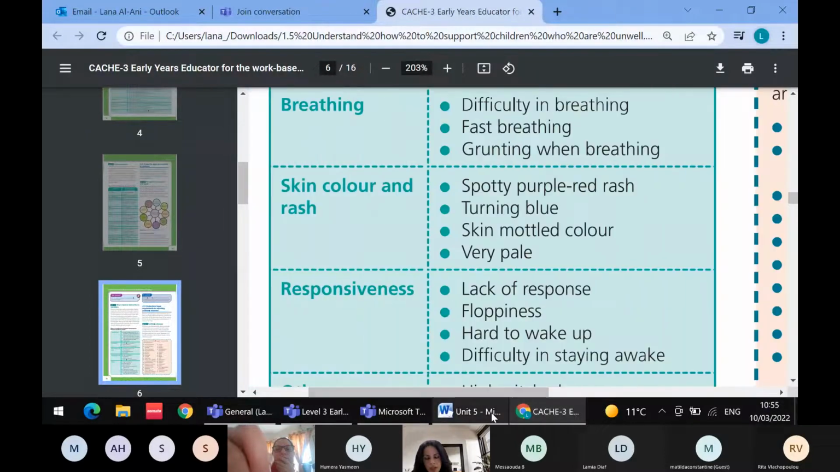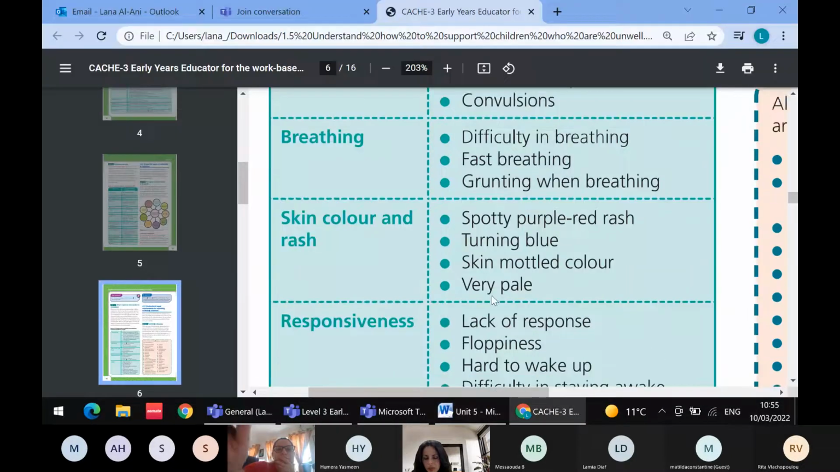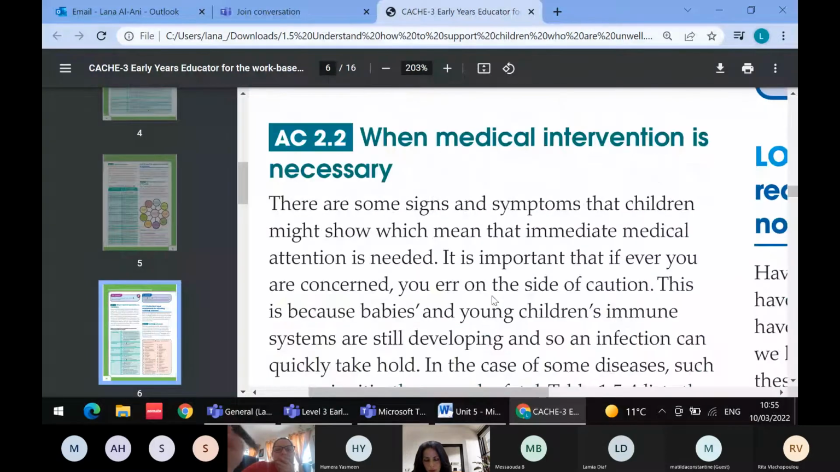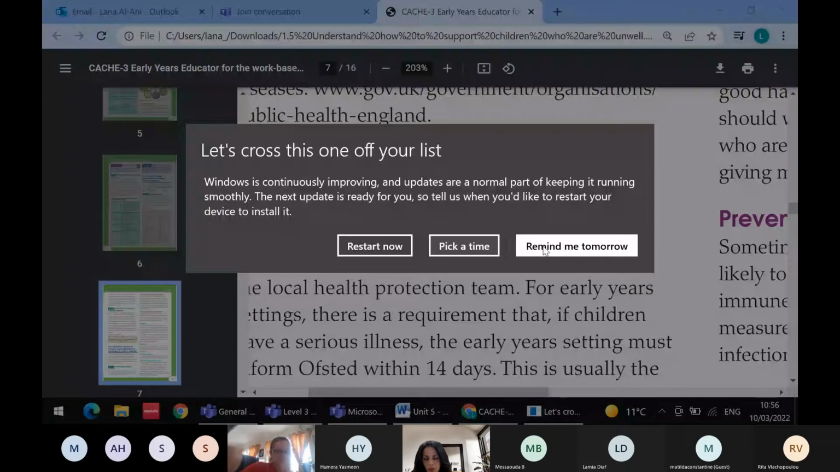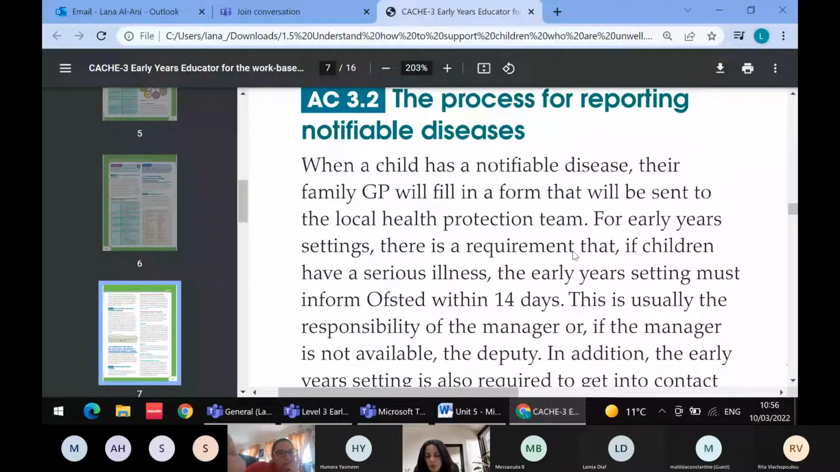Okay, now describe the process for reporting notifiable illnesses. So all these notifiable illnesses, you need to report them, as we said, to the local authority. So what's the process? Here, 3.2: describe the process of reporting notifiable diseases. Can you think about the process for that?